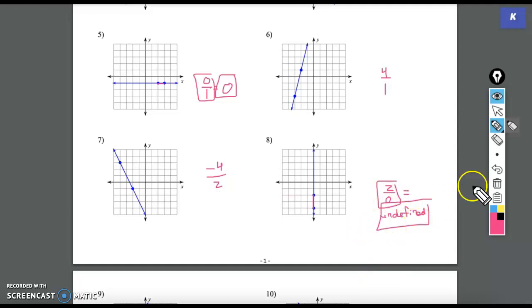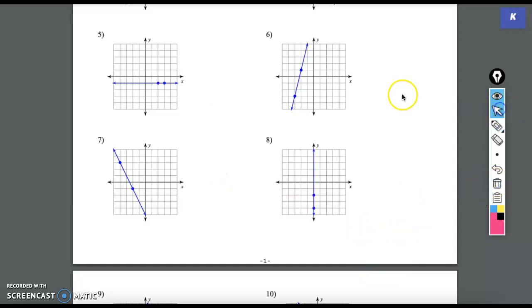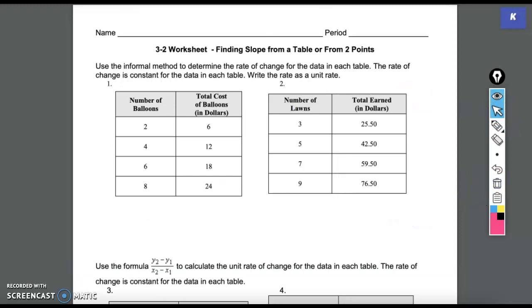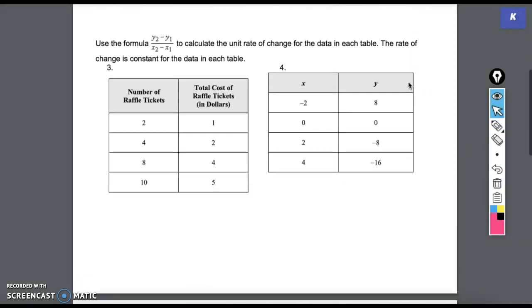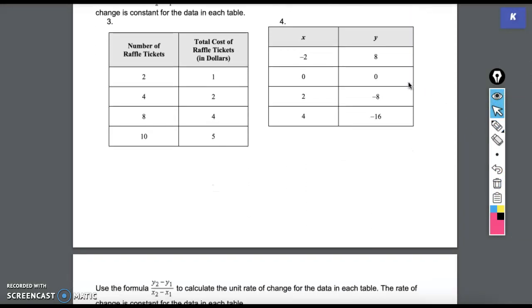Okay? Alright, the last thing I want to do in this video is show you tables. So again, not only are you going to be answering them based off of graphs, you're going to be answering them based off of tables.